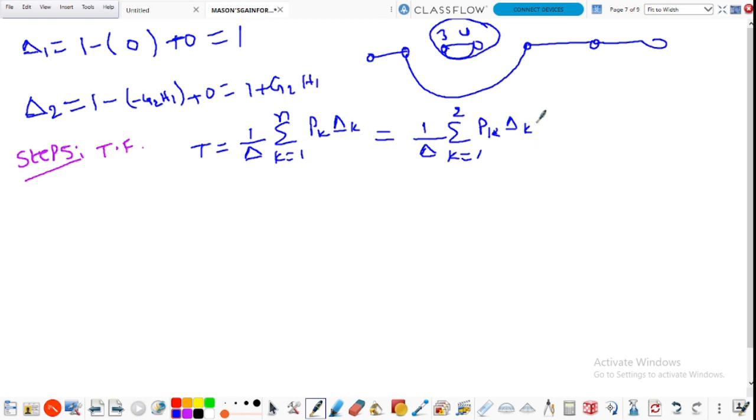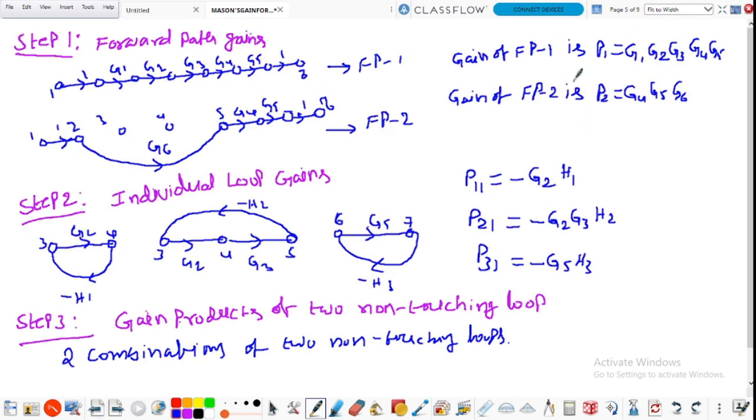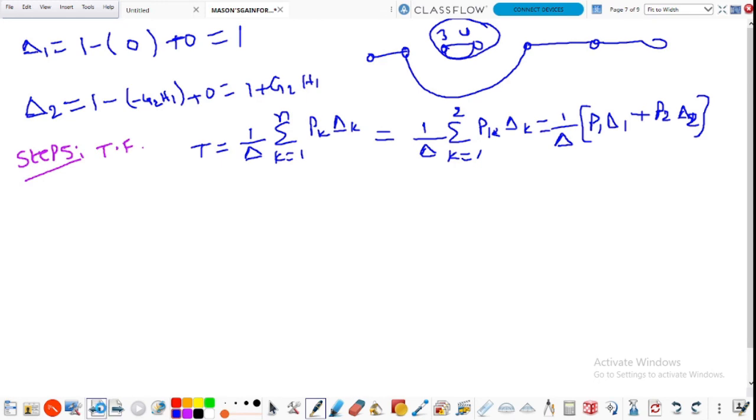Now substitute k is equal to 1 and k is equal to 2 here. We get 1 by delta into P1 into delta 1 plus P2 into delta 2. So P1, P2 values are already calculated and delta 1 and delta 2 values are already calculated. So these are the delta 1 and delta 2 values, and these are P1 and P2 values, and this is the delta value.